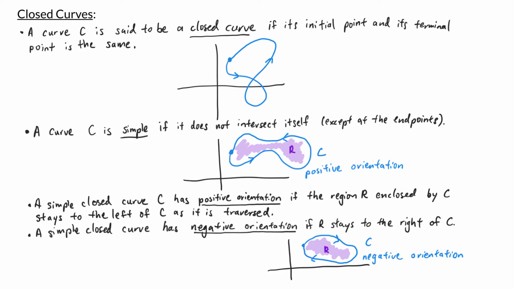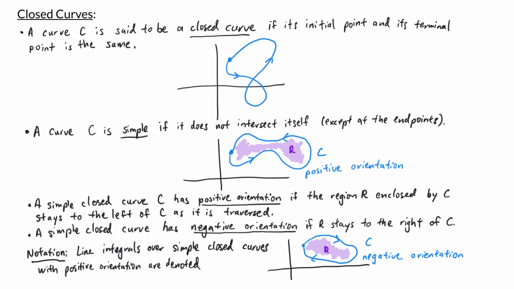So again, when your curve goes counterclockwise, your curve has positive orientation, and when it goes clockwise, it has negative orientation. One last thing to note is that when we compute line integrals on a simple closed curve with positive orientation, we use the following notation. The line integral, this time with a circle drawn around the integral symbol, over the curve C of f dot dr. As we've mentioned before, if f is a conservative vector field, then the line integral over a closed curve is going to equal 0.